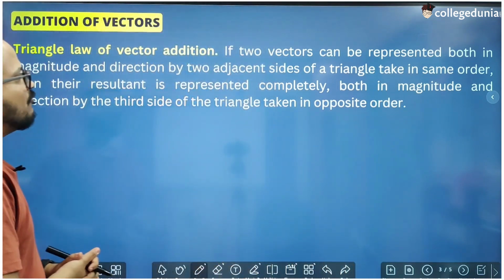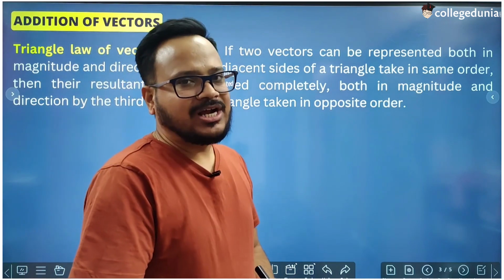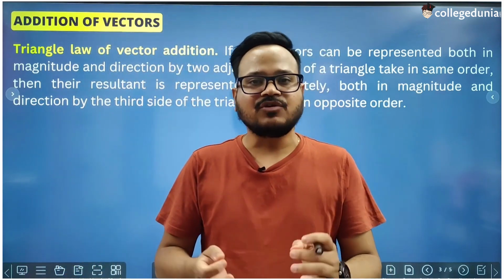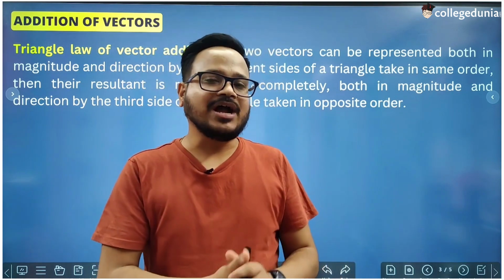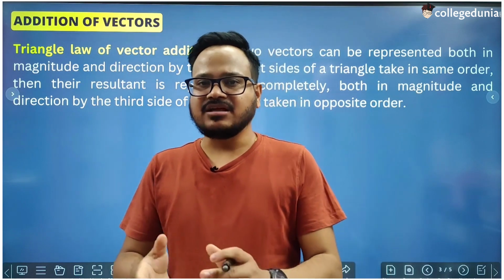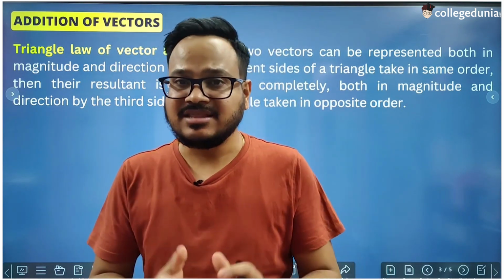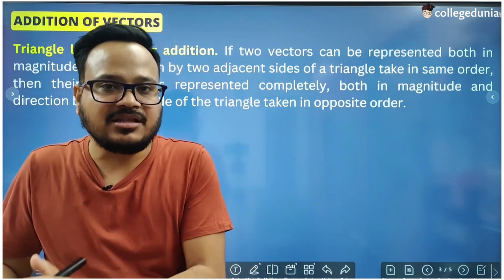What is the meaning of addition? By addition of two vectors or more than two vectors, we simply mean that we are going to find a vector which is the resultant of the two vectors or more than two vectors. What is a resultant vector? A resultant vector is a vector which has the same effect as all the vectors combined, whose resultant is this vector.